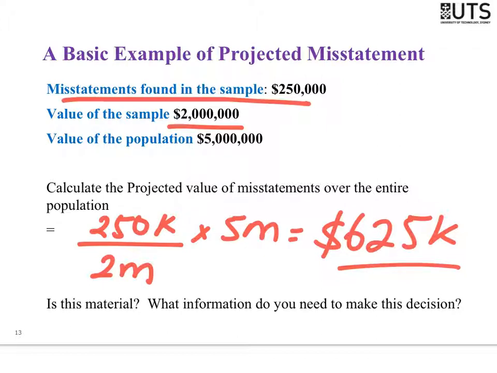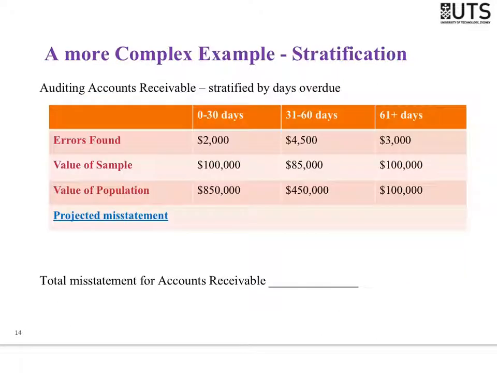Now, there's one extra level of complexity, and that comes about when there's stratification. Remember, the breaking up of the population into smaller groups. So in this case, as I said to you earlier, when you break up the population into smaller groups, each of those groups is treated as its own population. What does that mean? You need to conduct the projection for each group.